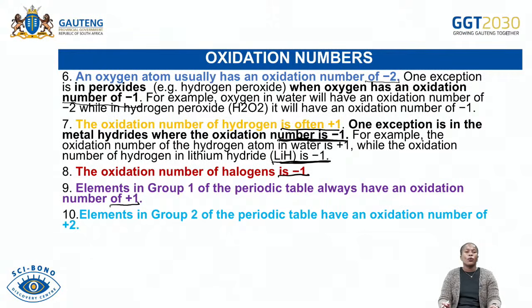The last rule, because there are 10 rules: elements in group 2 of the periodic table have an oxidation number of +2, which is very good because now it is a metal. Those are metals, and they easily lose electrons, and then they form the cations of +2. Okay, now these are all the rules that we have to apply when we are assigning the oxidation numbers, which indicates the loss of electrons, or rather the gain of electrons. Either or, there is the transfer of what? Of electrons. All right.